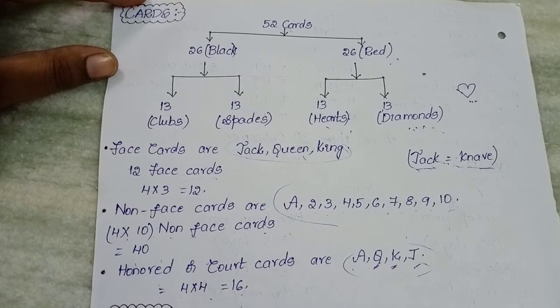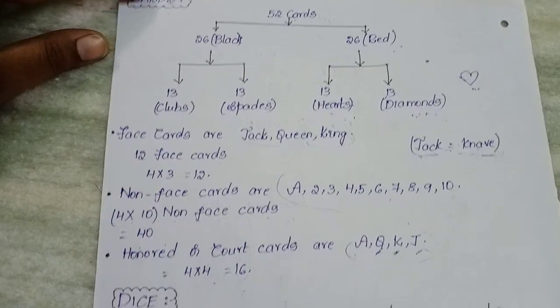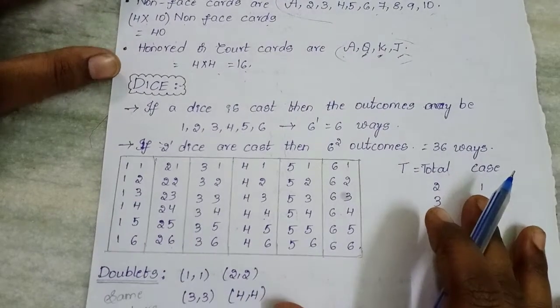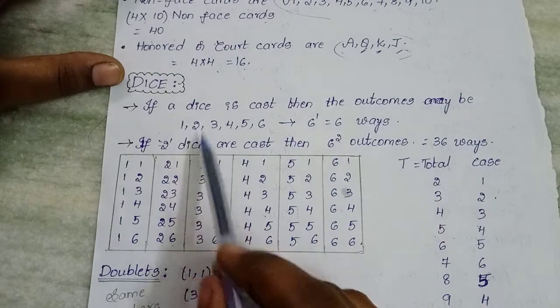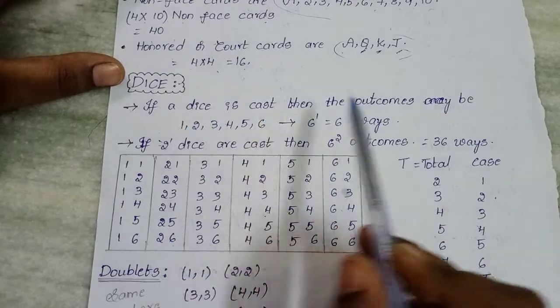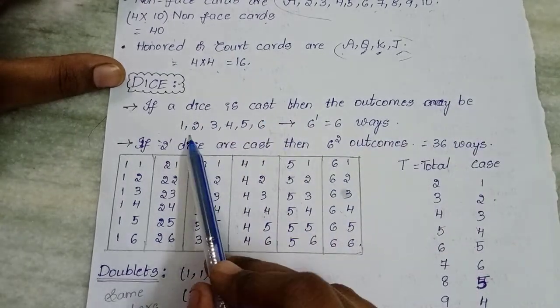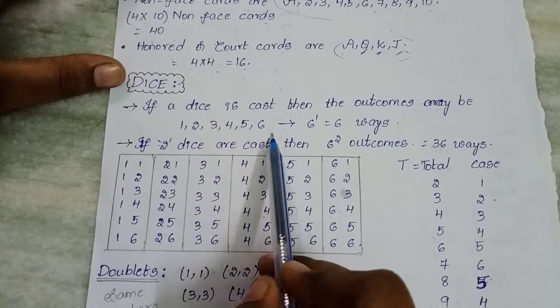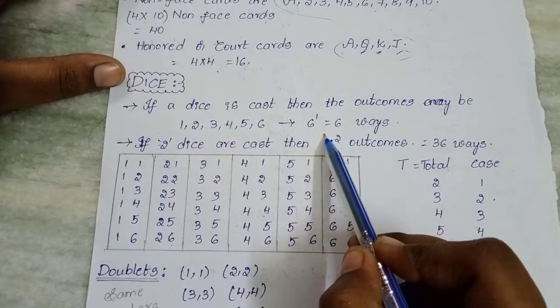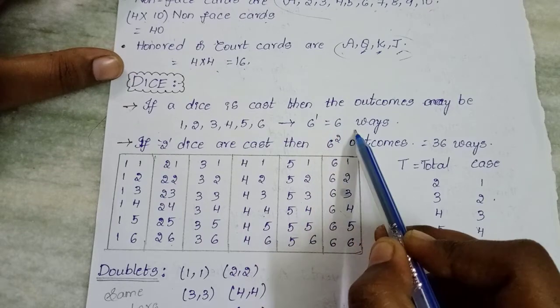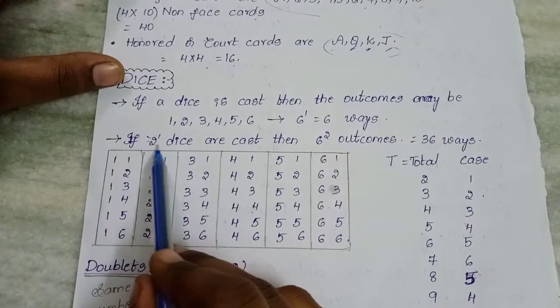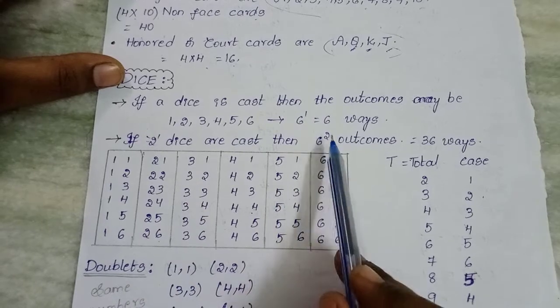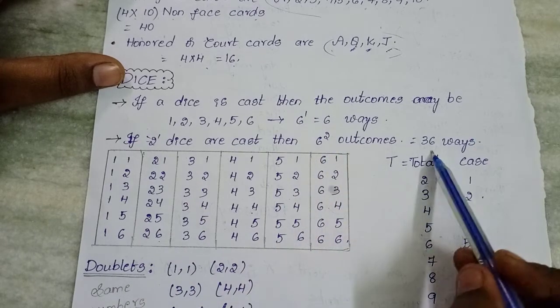And now let's see the dice concept in probability. So, dice. If you cast a dice, then the outcomes may be 1 or 2 or 3 or 4 or 5 or 6, right? So 6^1 outcomes, like in the case of coins, 6 ways. If you cast 2 dice, then 6^2 outcomes, that is 36 ways.